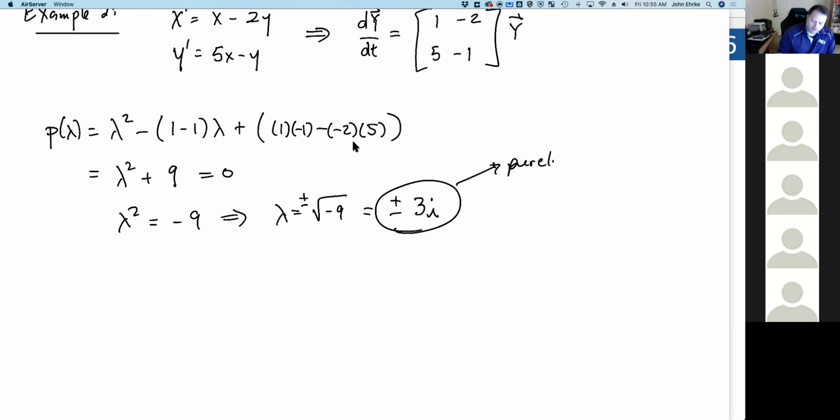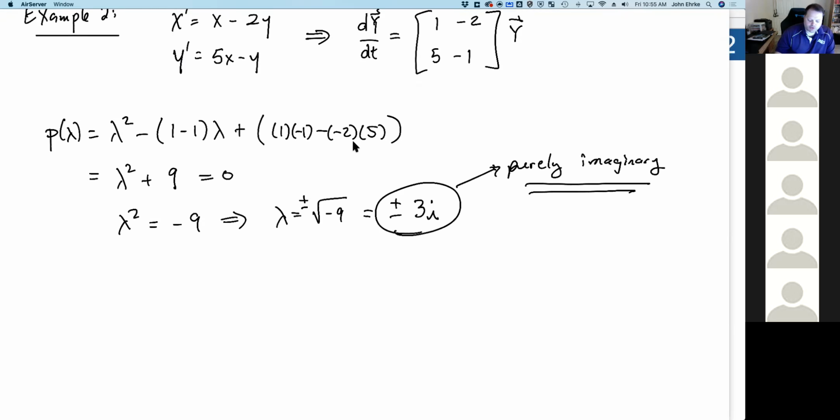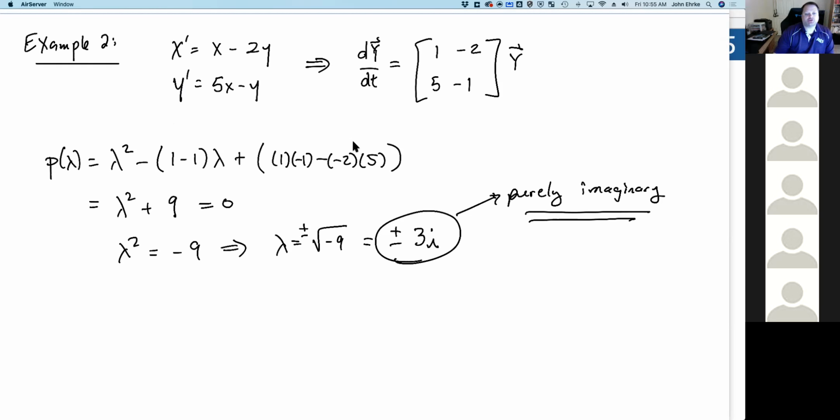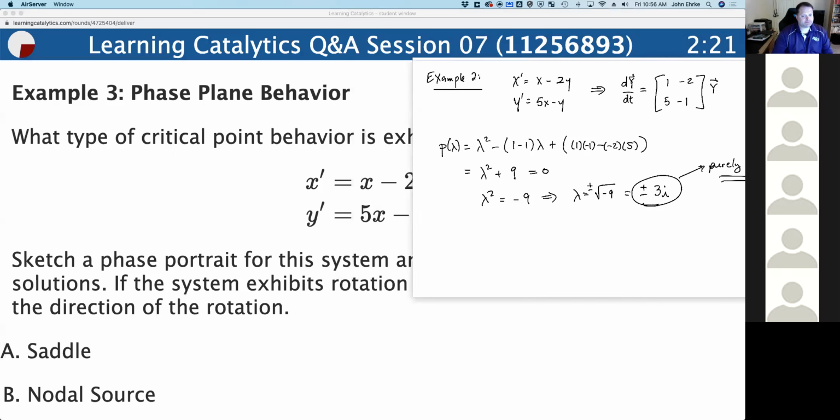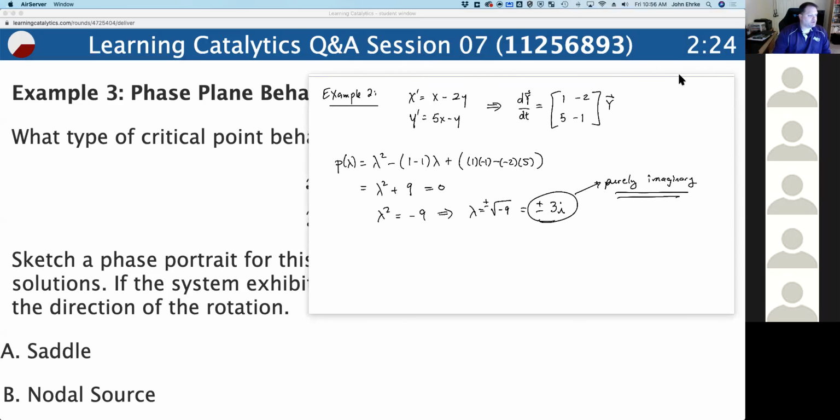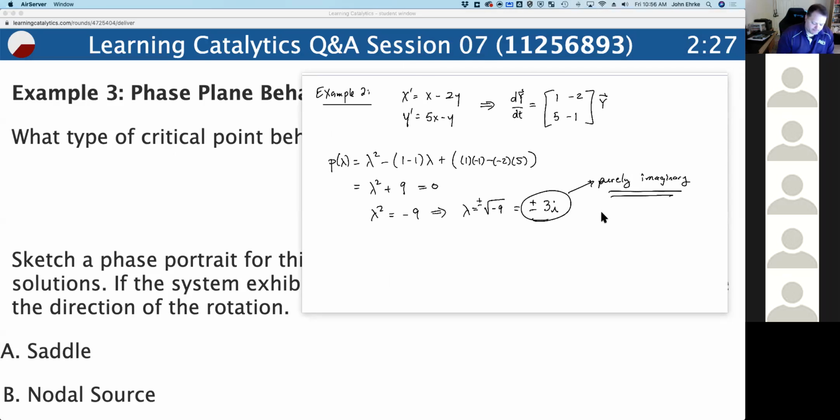And so I want to see if you've picked up on the conversation we had with the first example. Go ahead and answer the question. You shouldn't need me to solve it for you to answer the question that's in Learning Catalytics. If you understood what was happening with the first example and what I talked about there for the geometry, then you should know what's going to happen with this example as well. So go ahead and answer the question, and let's see if we're thinking correctly about this. The eigenvalues are plus or minus 3i.